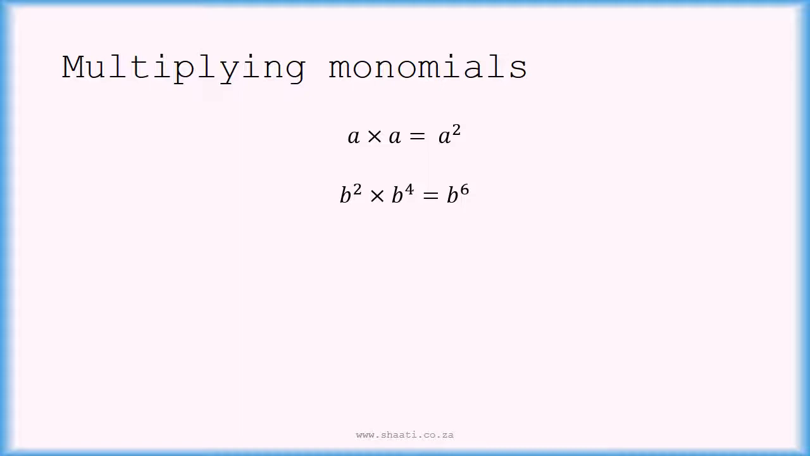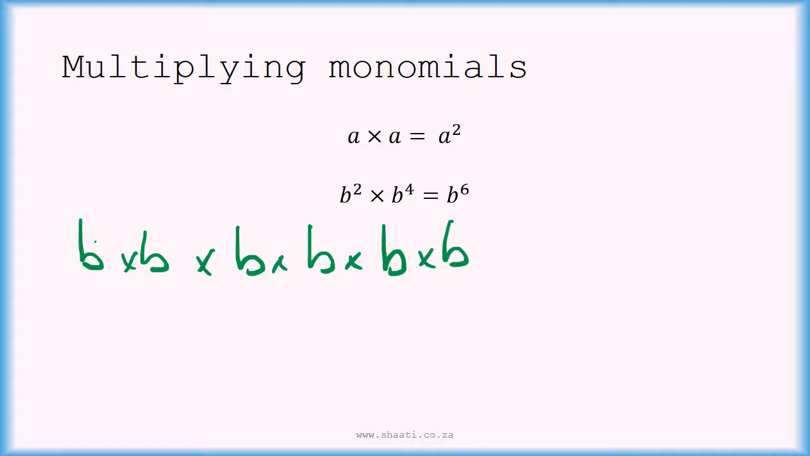There we've got b squared times b to the power of 4. If we write the whole thing out, we know that b squared means b times b, and b to the power of 4 means b times b times b times b. So how many times did we multiply b by itself? 1, 2, 3, 4, 5, 6 times. b to the power of 6. So all we have to do is just add the exponents, and then we get our answer.